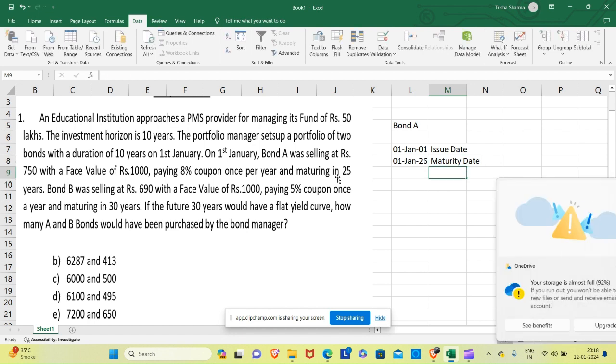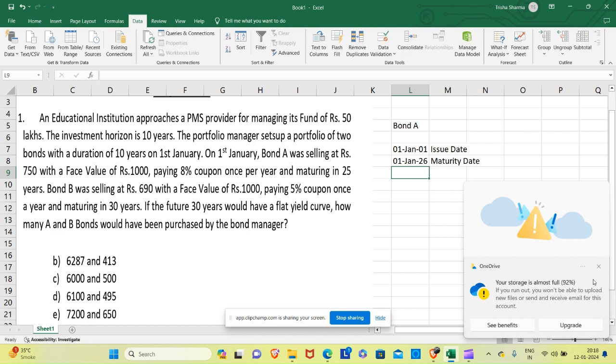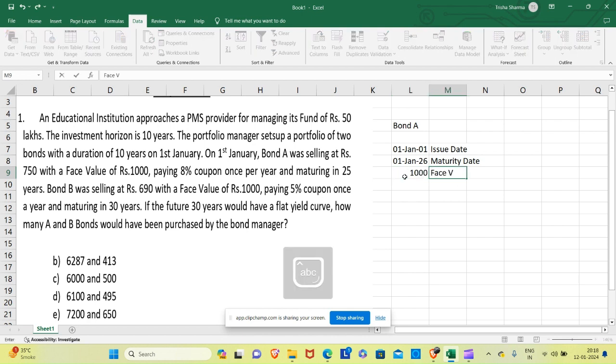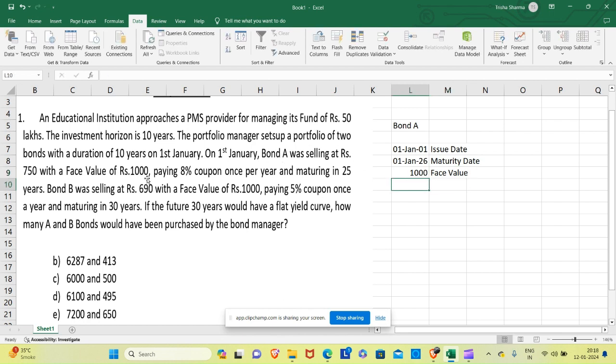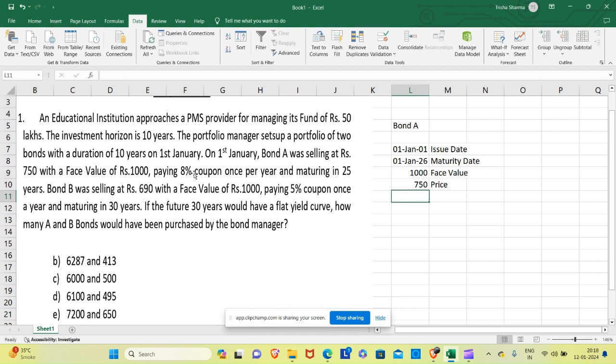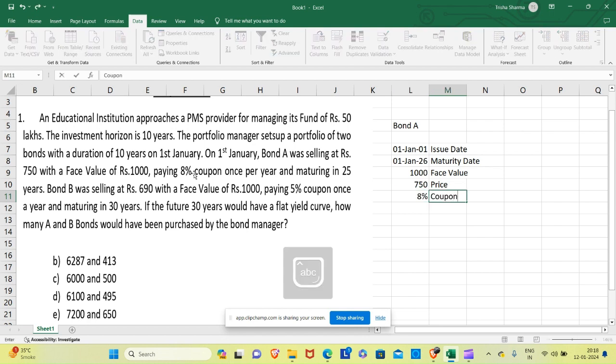Now, what it says is that it has a face value of 1000, which is what we will first note down. So 1000 happens to be the face value. The price, which is very clearly mentioned, is 750, so we'll put it here as 750, which is the price. Then we have the coupon, and it's explicitly mentioned that it is 8%. And with the coupon at 8%, there is a mention of the frequency of the payment also, which we will put as 1. Now, this is the feature of the first bond, which is bond A.